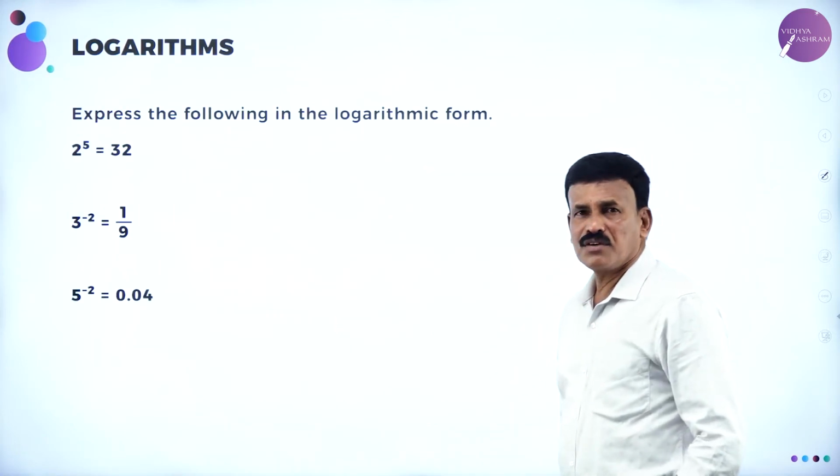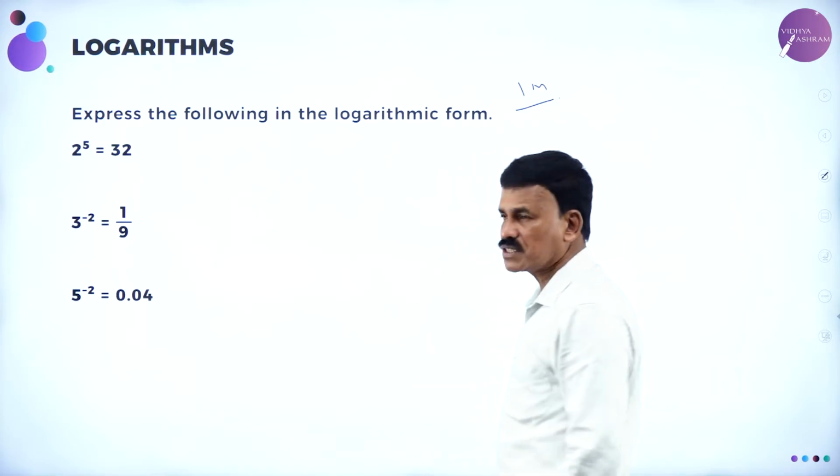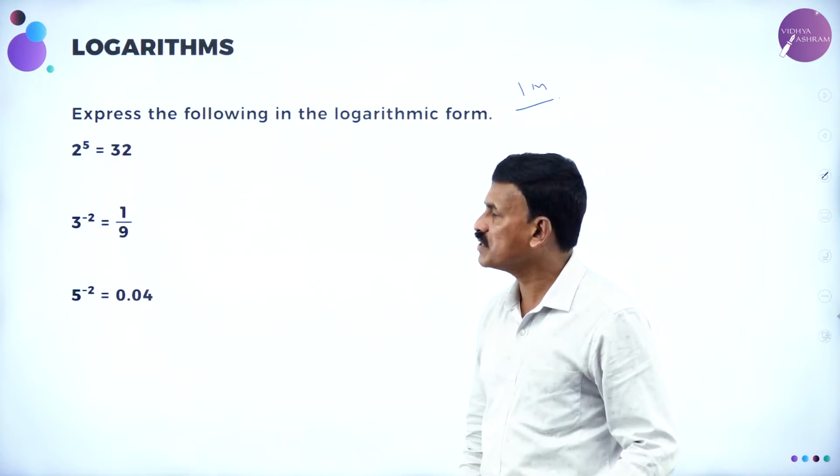Now let us take a few problems for 1 mark. These are all 1 mark questions, short answer questions. Now express the following in logarithmic form. 2 to the power of 5 is equal to 32.